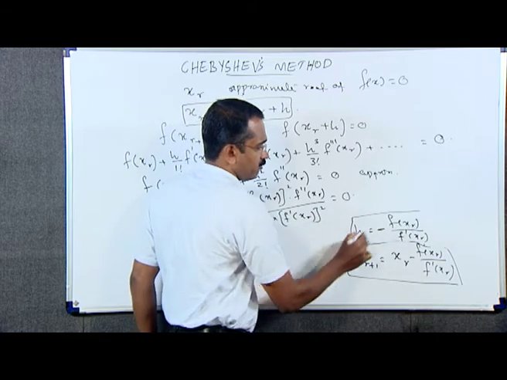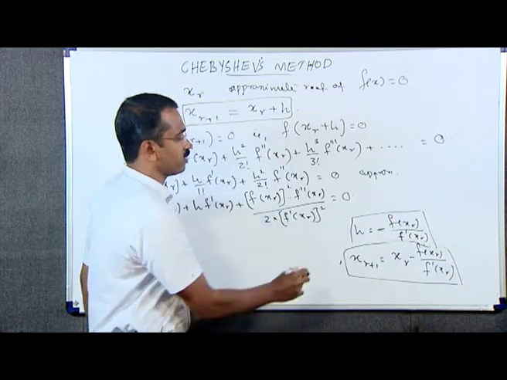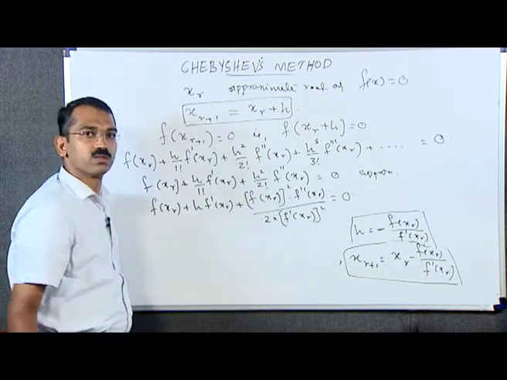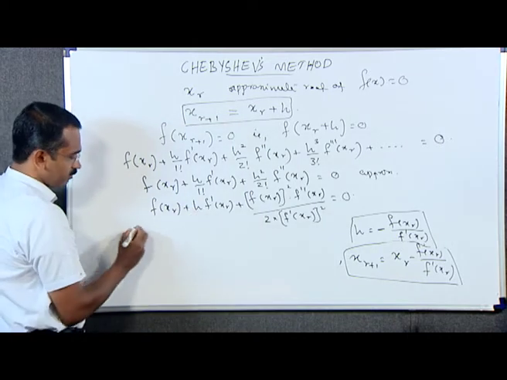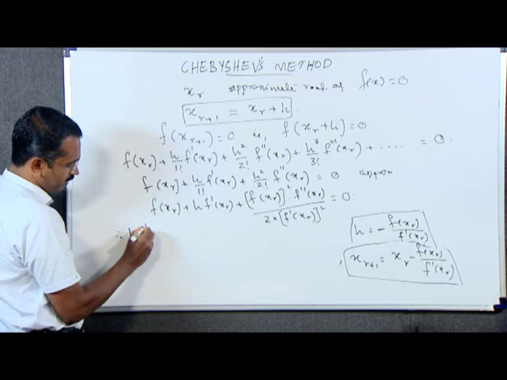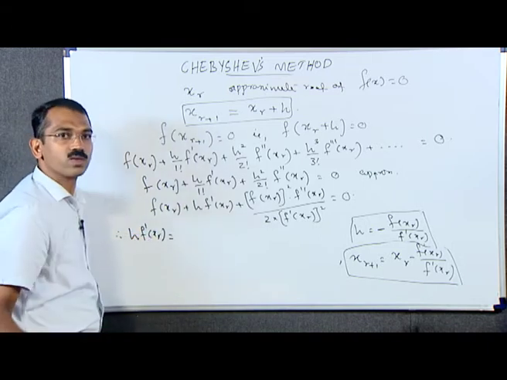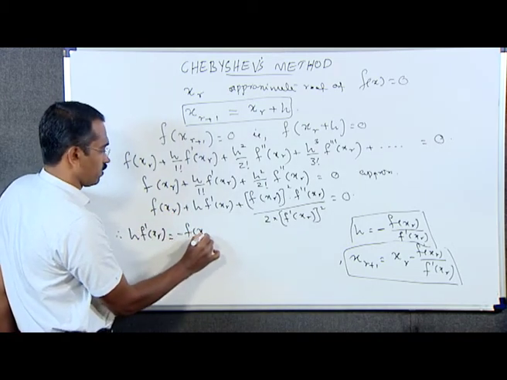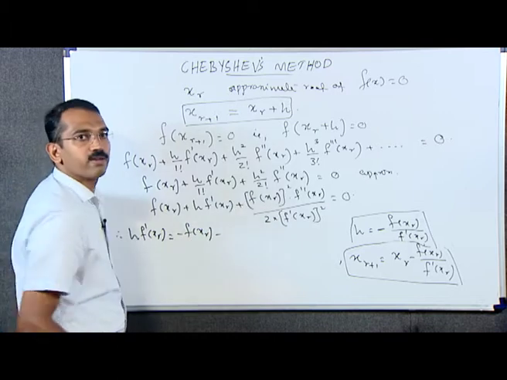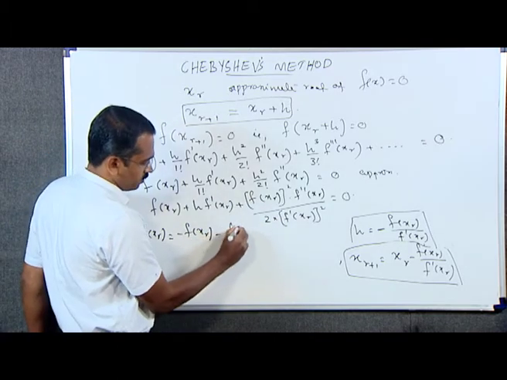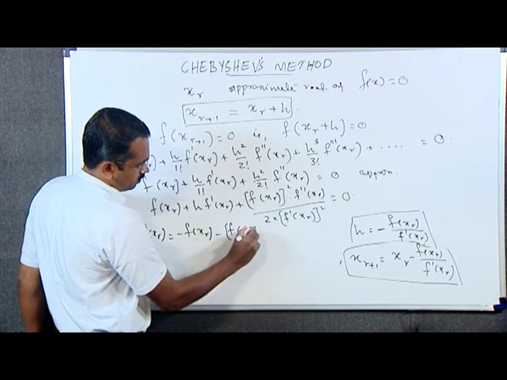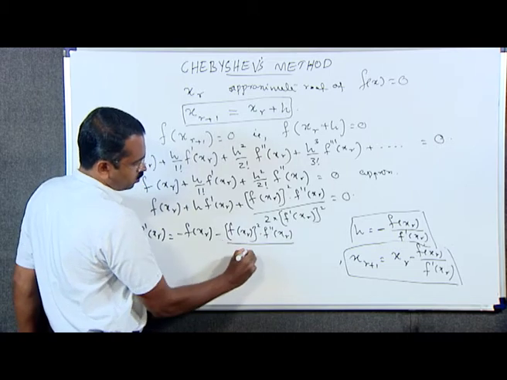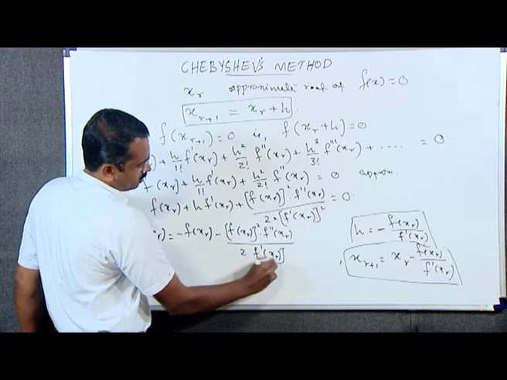By using the value of h as -f(x_r)/f'(x_r) in this term, we can write this equation like this. Therefore, from here we can write h f'(x_r) = -f(x_r) - [f(x_r)]² f''(x_r) / (2 [f'(x_r)]²).